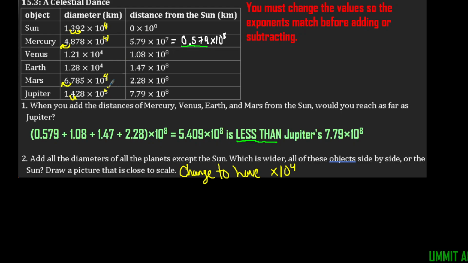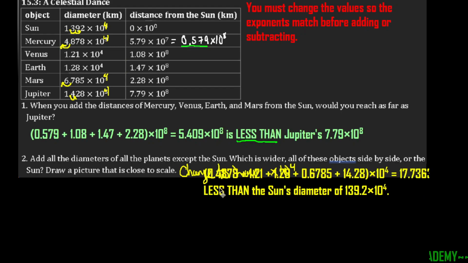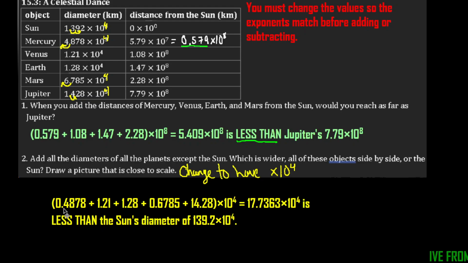So now that I have my numbers changed, I'm going to show you what I got. Notice how I'm comparing them. The 0.4878 comes from Mercury, Venus is 1.21, Earth is 1.28, Mars is 0.6785, and Jupiter is 14.28. Each of them are times 10 to the fourth power, and so we can add these values together, still times 10 to the fourth power, and we're going to say that's less than the Sun's diameter. That's going to be 139.2 times 10 to the fourth power. So we're still going to say it's less than, even though we added up all those planets together.